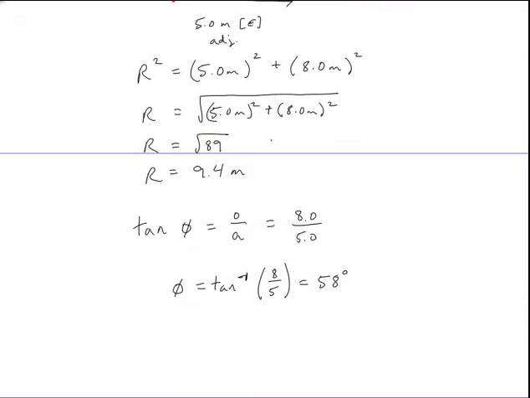So now we just have to write the answer. So the total displacement, okay, displacement means it's a vector. Anytime you're doing a vector, you put the arrow on top. R equals, now we want our distance, which we have, 9.4 meters.